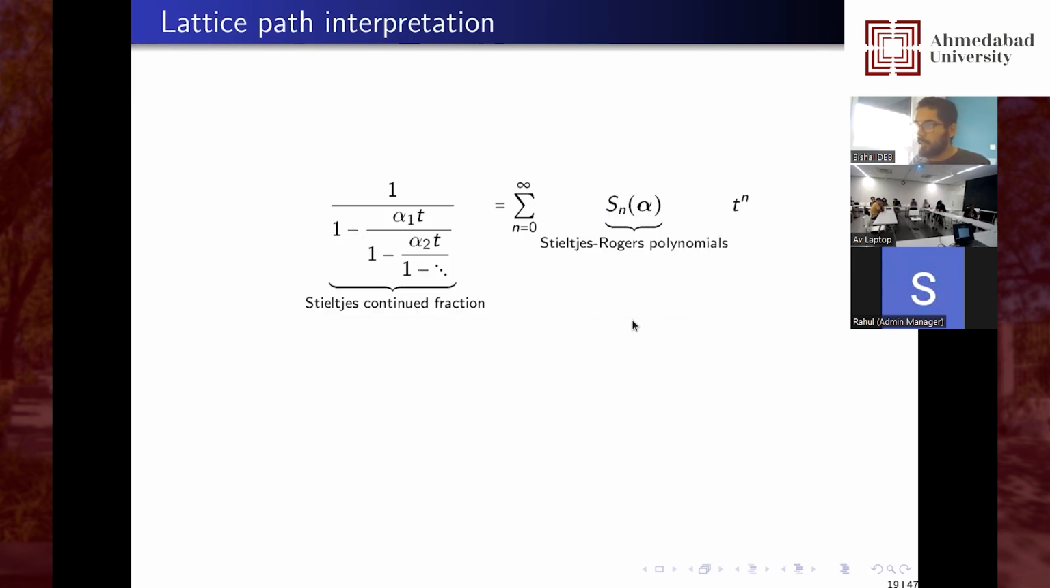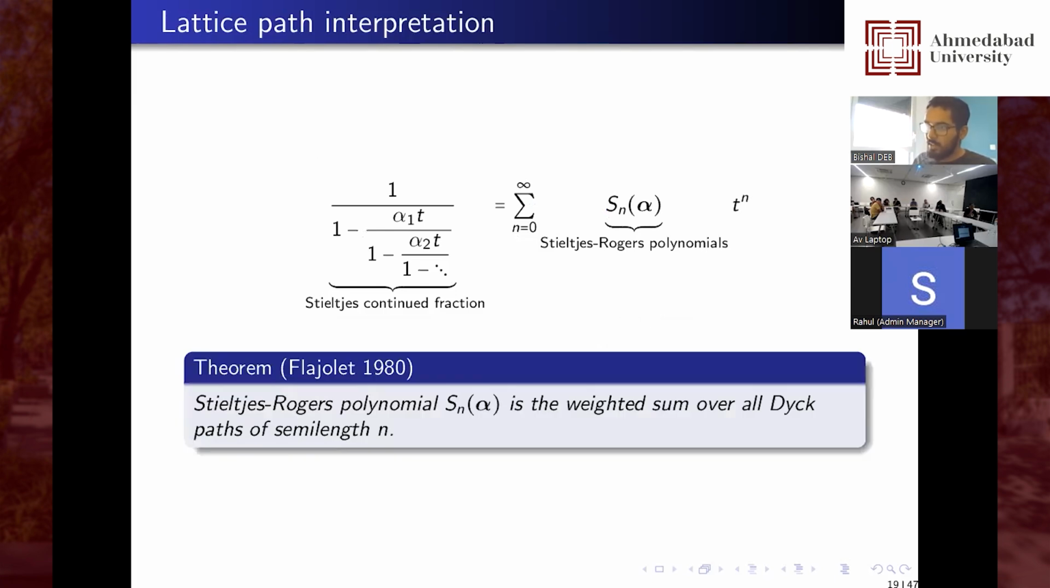And this is the result of Flajolet. He showed, it's a very beautiful and very simple proof. It's a very beautiful result. He showed that these polynomials are simply, you take the sum over all Dyck paths of semi-length n and you add up all the weights.